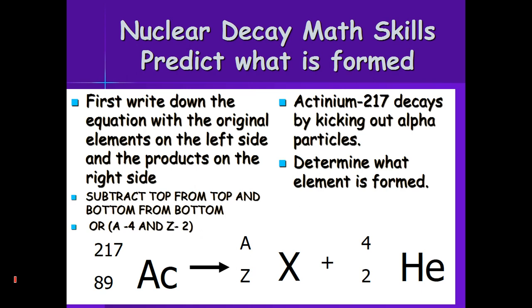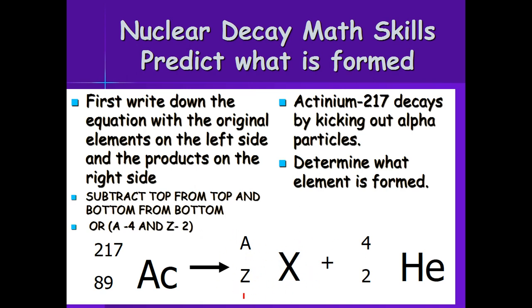So here's how you do this. First, you write down the equation with the original elements on the left side and the products on the right. So this is my original element. This X to the A Z is simply my unknown. And here is a particle known as an alpha particle. The nucleus is changing by this alpha particle here.